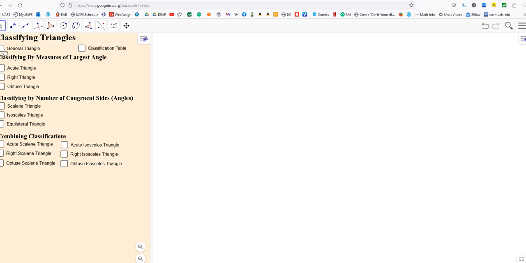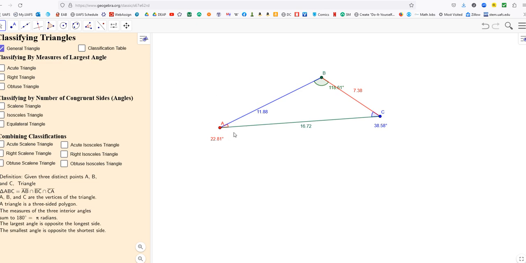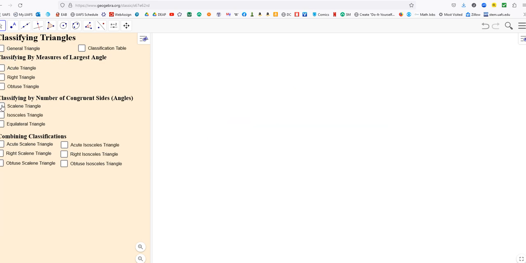One thing that we find in general for a general triangle is that the smallest angle is opposite the shortest side, and the largest angle measure is opposite the largest side. Of course, the one in the middle is in the middle there.